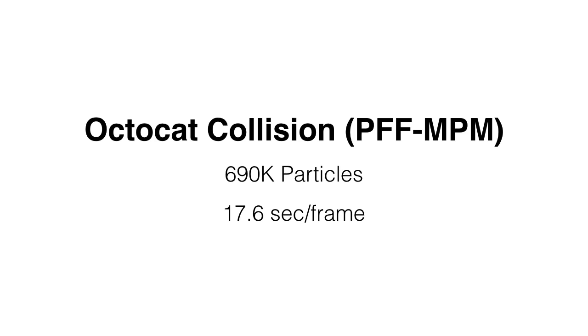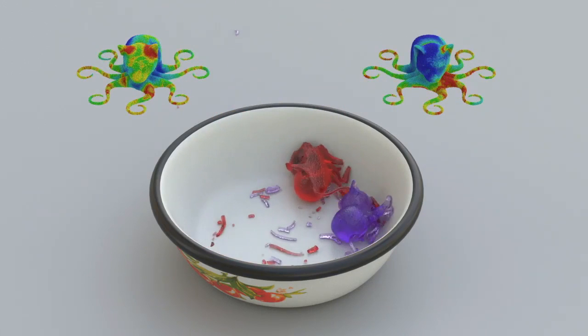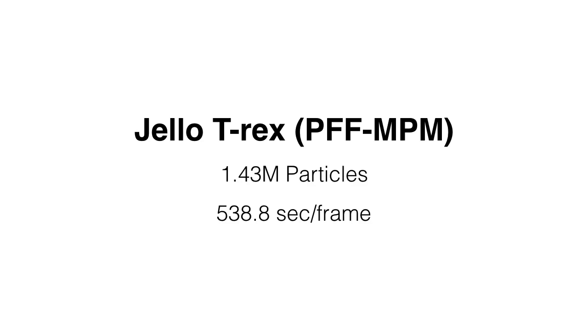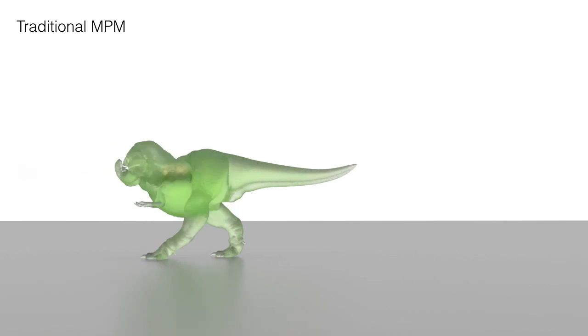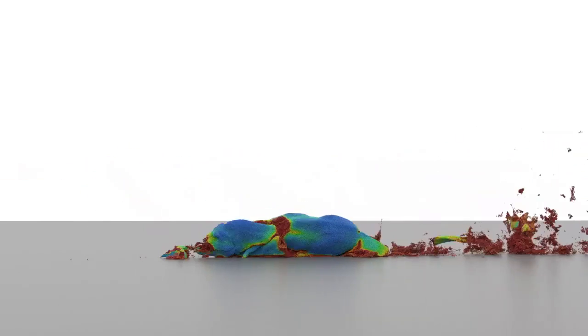Now for some less edible objects using PFF-MPM. Two octocats collide into a bowl with their material space phases visualized. During a high-speed bullet impact, traditional MPM breaks in a physically unrealistic way due to uncontrollable numerical fracture. Conversely, PFF-MPM produces a clear trajectory through the T-Rex. And here we visualize the phase field.